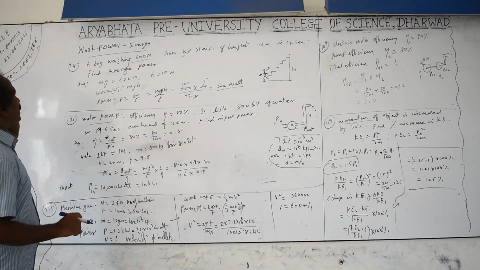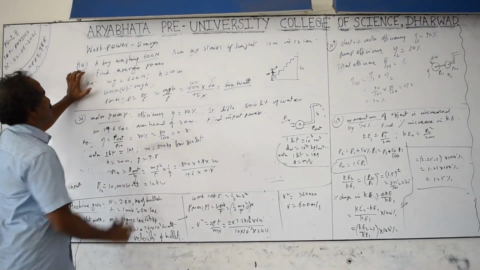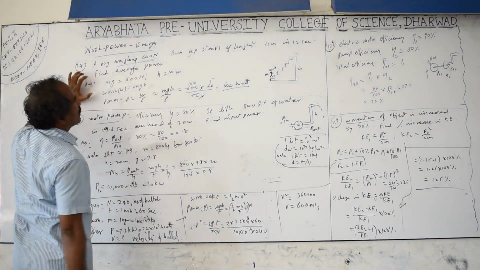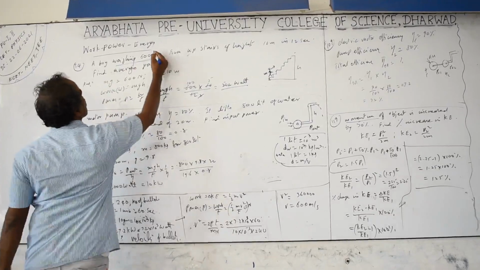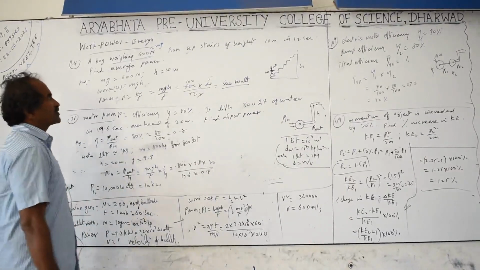Next problem, number 34. A boy weighing 600 newtons. Careful with this. Weight units may be given in kgs or in newtons. Newtons means it is directly given as mg. Kgs means they give only mass. Kg weight also means only mass is given.